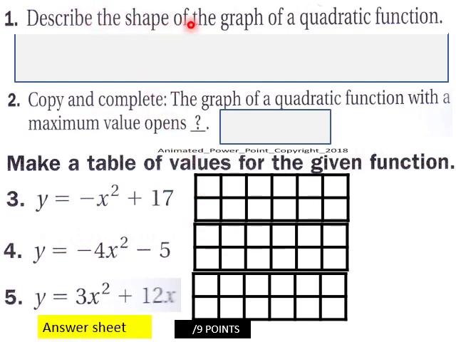Number 1, describe the shape of the graph of a quadratic function. Do that here. Number 2, copy and complete: the graph of a quadratic function with a maximum value opens blank, and put your response there. Then down here, make a table of values for these given functions. Here's your table. When x equals something, y equals what? Do that on each one of these. You've got 9 points here for page 1.